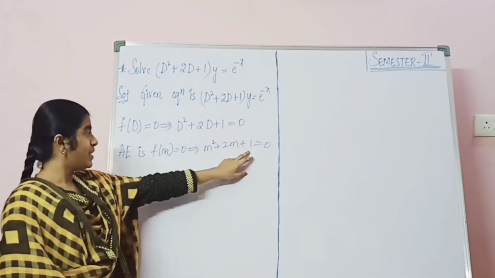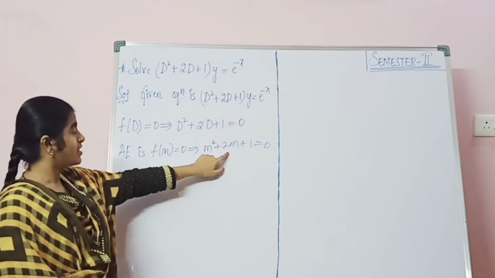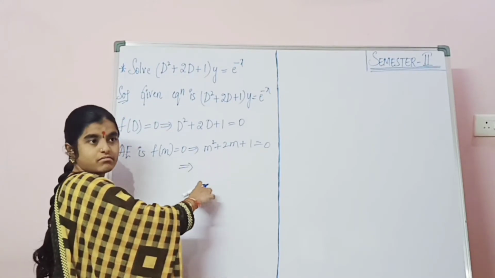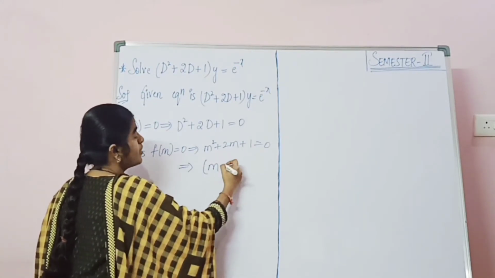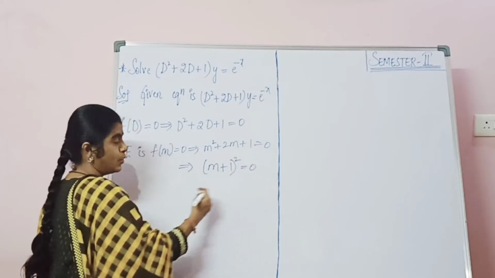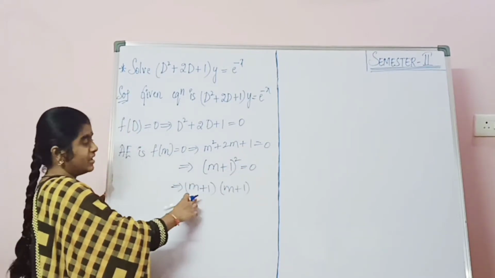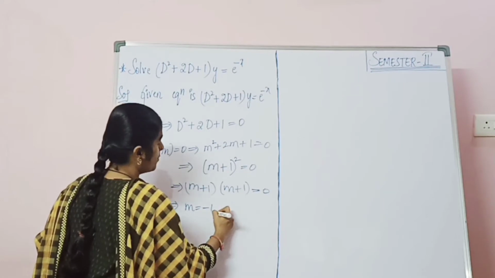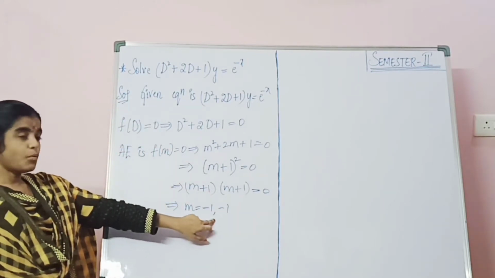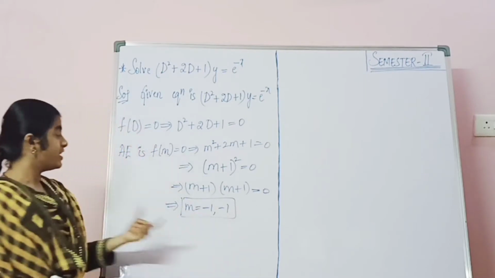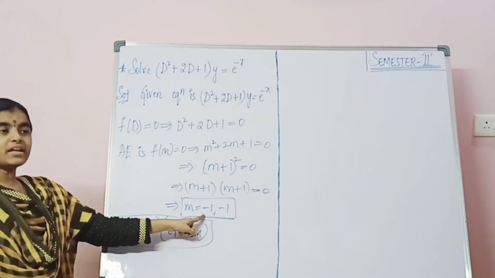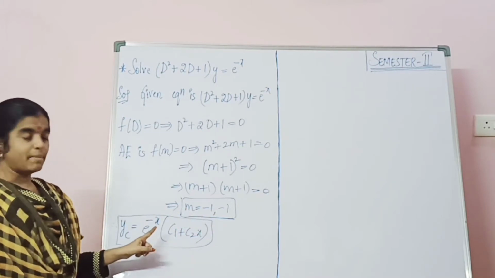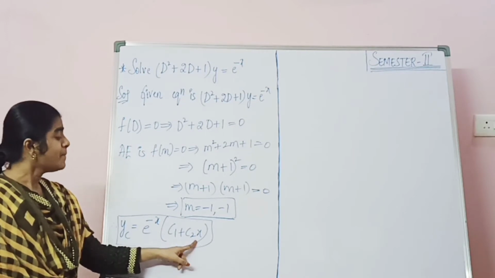How can we write this equation? It is in the form a square plus 2ab plus b square, so (a plus b) whole square. So we can write this equation as (m plus 1) whole square equals 0, that is, (m plus 1) into (m plus 1) equals 0. What are the roots here? m equals minus 1, minus 1. Listen here, the roots are repeating; these roots are equal. So the complementary function is yc equals e power minus x into (c1 plus c2 x).